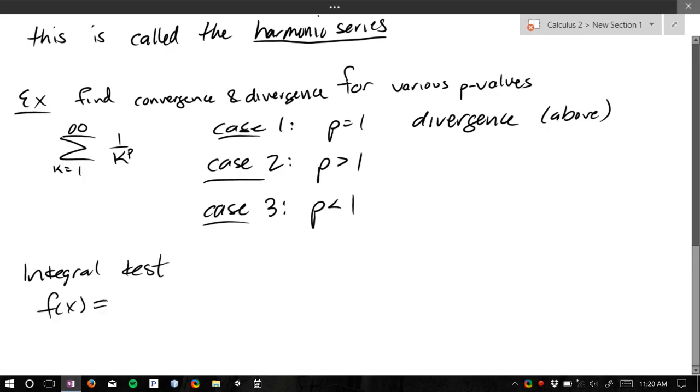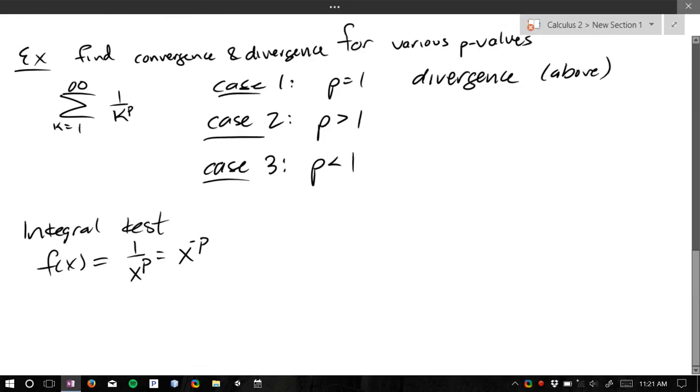What is our f of x function? You have to be a little careful because you have to put the variable in the right spot. So what's changing? Is k changing or p changing? k. So k is the variable. So it's going to look like 1 over x to the p, which you could write as x to the negative p, depending on how you want to write it. We're about to do calculus on this, so x to the negative p is probably more useful. Now we're going to integrate x to the negative p dx from 1 up to infinity.